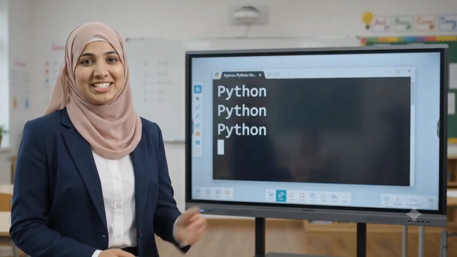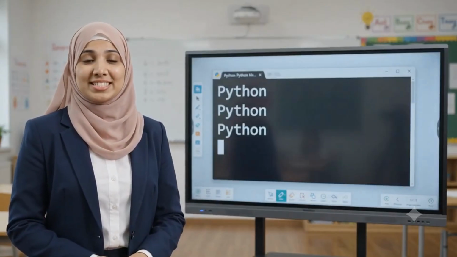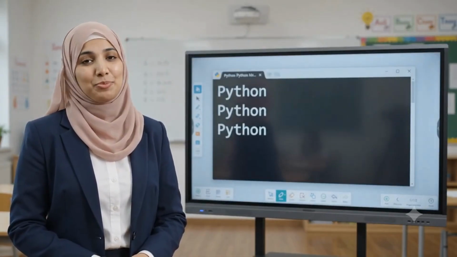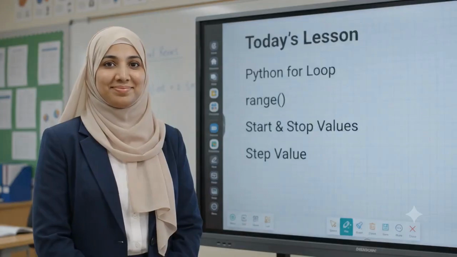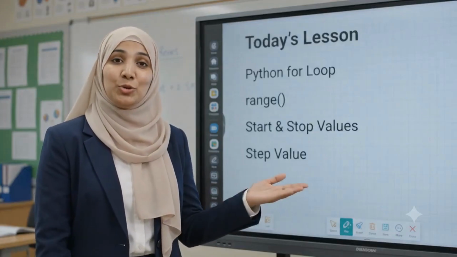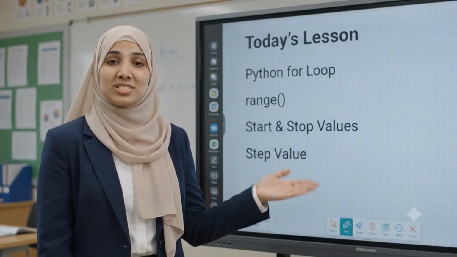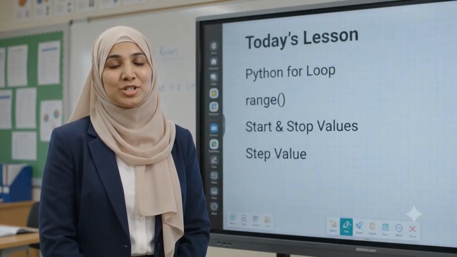Great job if you guessed 3 times. Range 3 creates the values 0, 1, and 2, so the loop runs exactly 3 times and prints Python 3 times. Excellent work! Today you learned how Python for loops work, how to use the range function, and how start, stop, and step values control the loop.